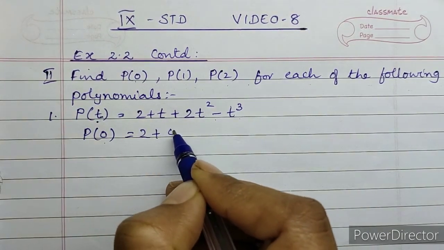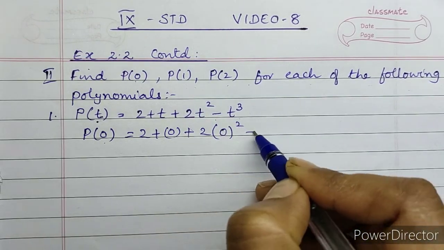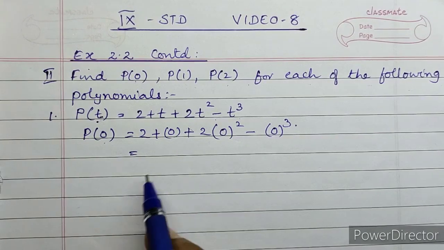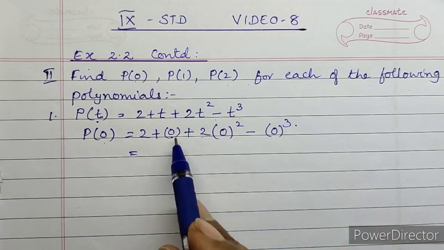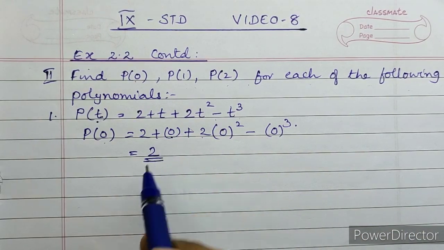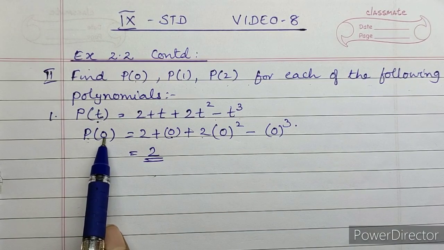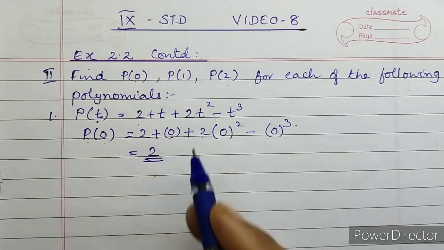2 plus 0 plus 2 into 0 square minus 0 cube, which is equal to 0. 0 square is 0 only, 2 into 0 again 0, this is also 0. Every term will become 0, only the constant will become the answer. I told you in the last video, whenever p of 0 comes, the constant term will be the answer. So next one is p of 1.